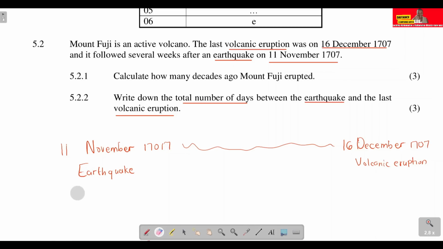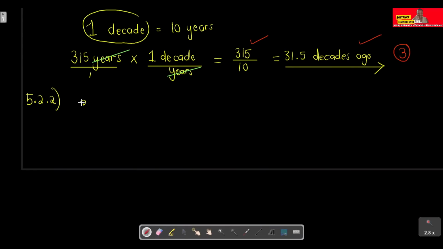So if you take your 30 minus 11, you'll find that there are actually 19 days from the 11th to the 30th of November. We're going to take those 19 days and then we're going to add.